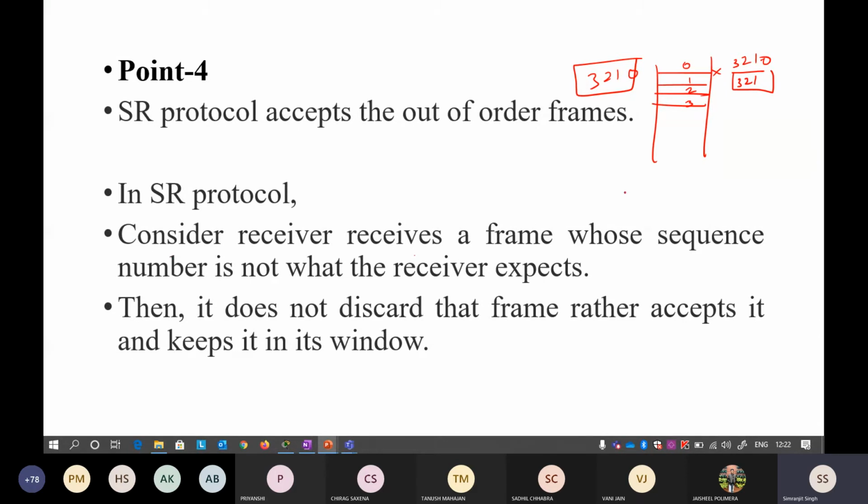But GBN cannot accept out of order packets, because if 0 has not arrived, it will start rejecting all the packets. You already know this case. So consider a receiver that receives a frame whose sequence number is not what the receiver expects. It does not discard that frame, rather it accepts it and keeps it in its window.